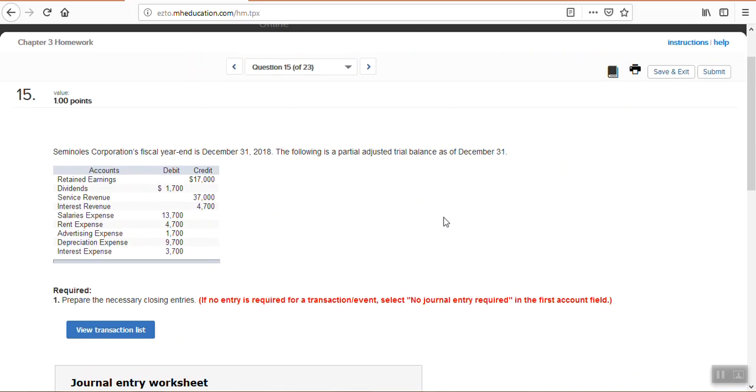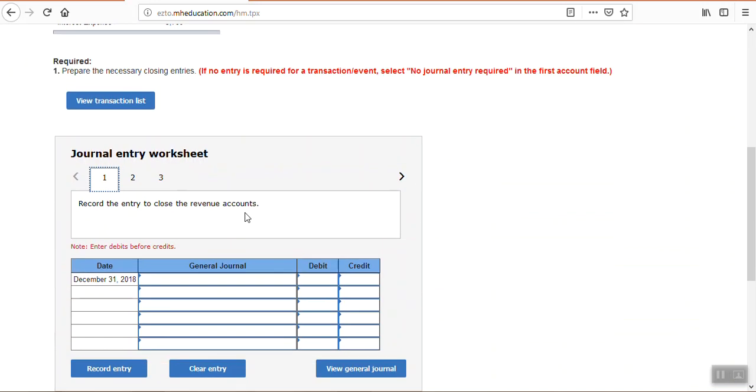So the first one is the revenues. So we're going to find revenues, and it looks like we have two categories of revenue. We've got service revenue and interest revenue, and those both have credit balances. So when we close out accounts, we close them out by doing the opposite of what their balance is. So service revenue has a $37,000 credit balance, so we're going to debit it $37,000.